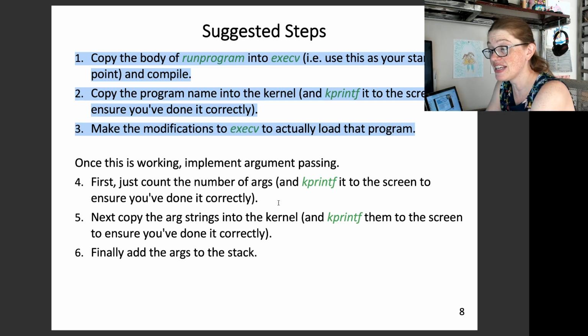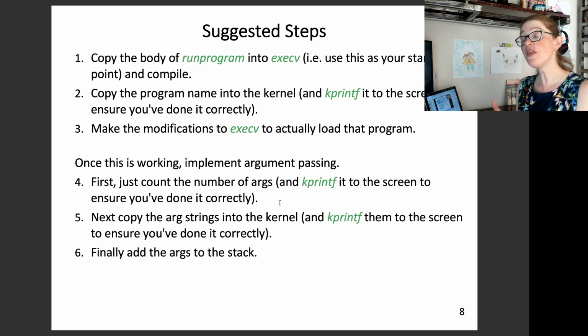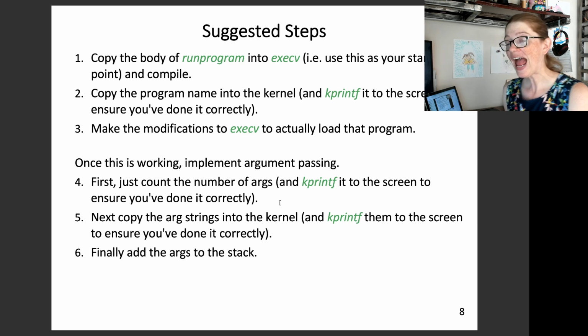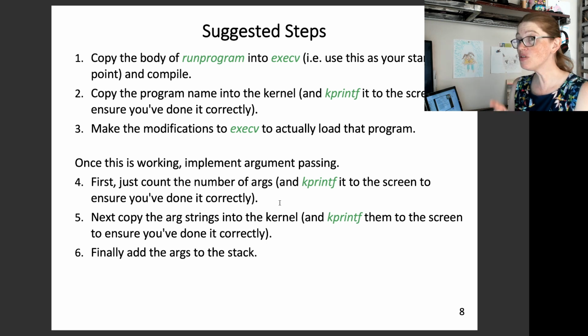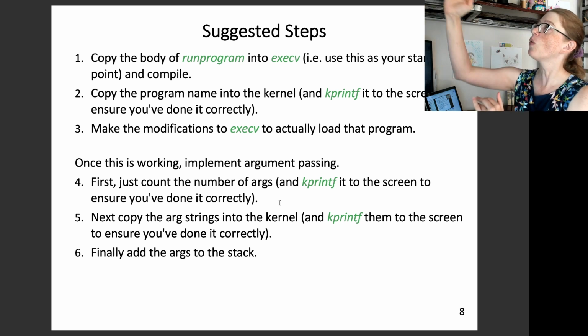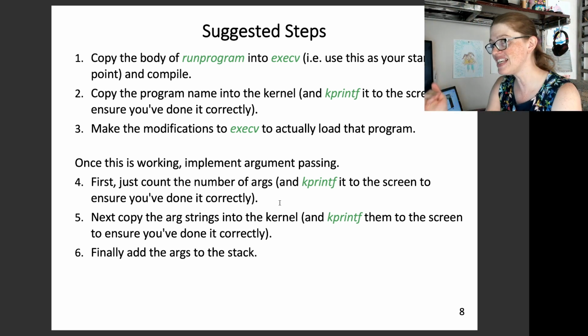To do argument passing, you should do this in several phases. In the first phase, just count how many arguments there are. Just count them, and kprintf it in the kernel to the screen to validate that the number of arguments you have counted matches the number of arguments that you have passed. Once you are convinced that works, then, and only then, copy the arguments themselves into the kernel. Once you've copied the string arguments into the kernel, kprintf them out to the screen to make sure what you've passed matches what you see in the kernel exactly.